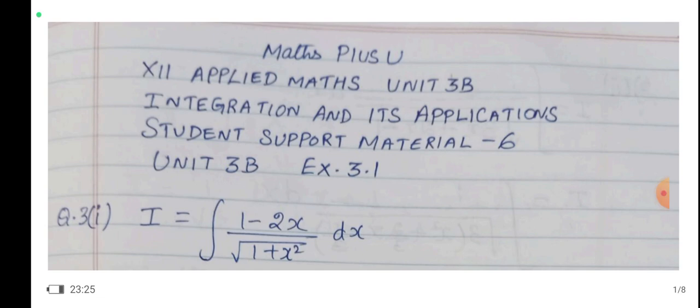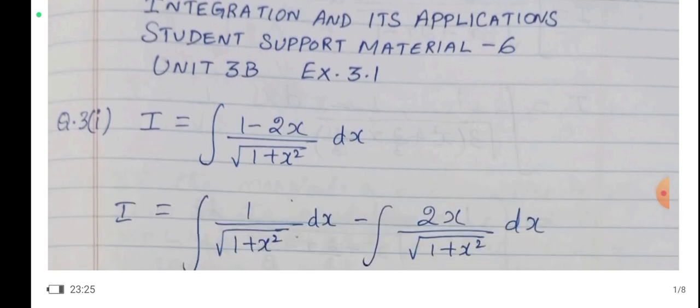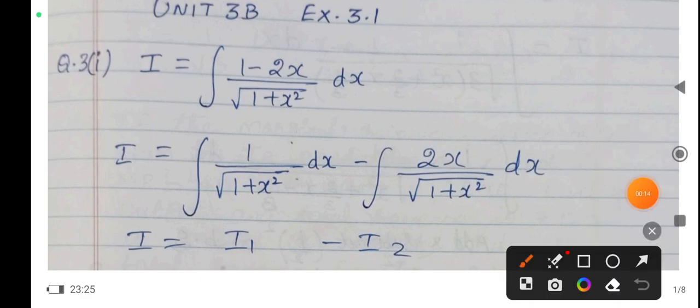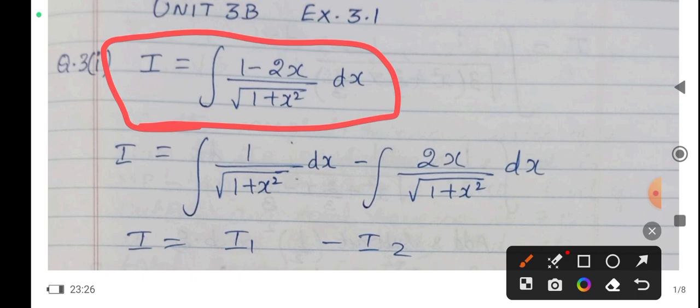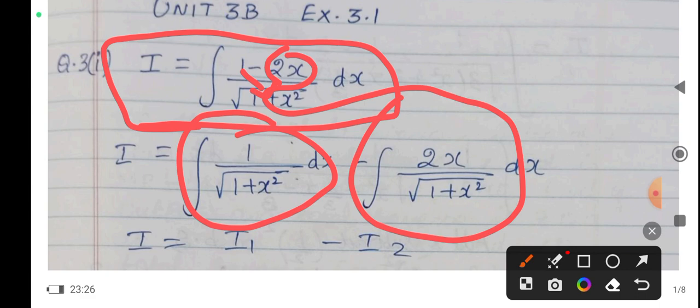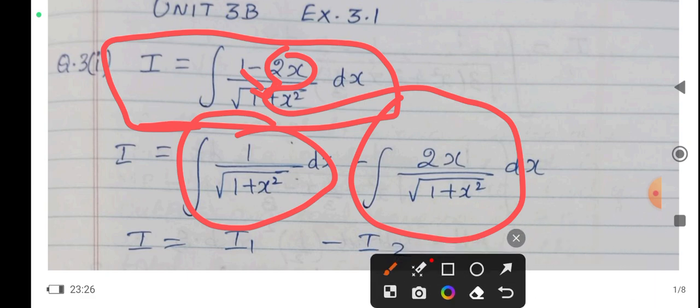Today we are continuing Unit 3B, Exercise 3.1 Integration and its Application. Question number 3, first subdivision: I equals integral of (1 minus 2x) by root over 1 plus x square. So we are splitting into 2: 1 by root over 1 plus x square dx, and 2x by root over 1 plus x square dx. Till this is clear.